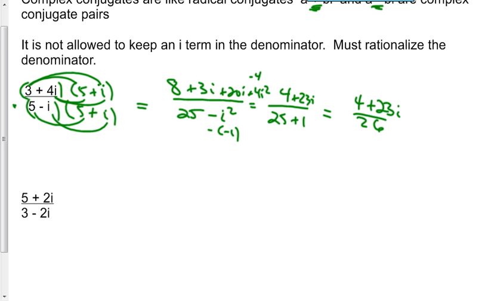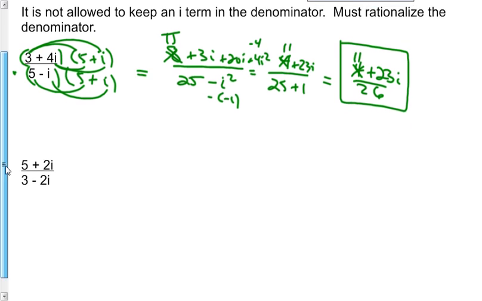Okay, I need to go back here a second. Let's change this. You probably caught this as I said it. 3 times 5, this is 15 right here. Sorry, 15 minus 4 is 11. This is really 11 plus 23i over 26. Now it's right. Okay, so you probably caught that as I was writing, hopefully.